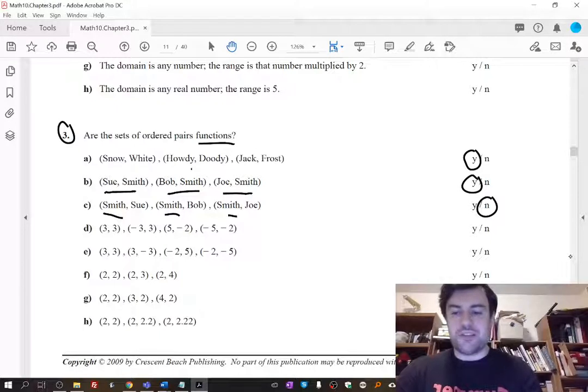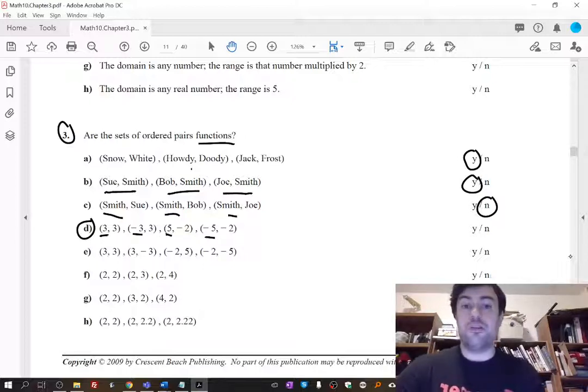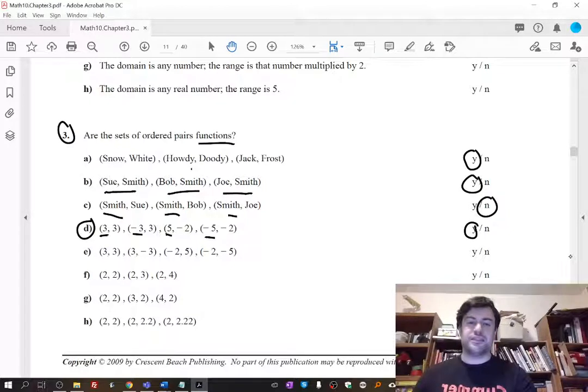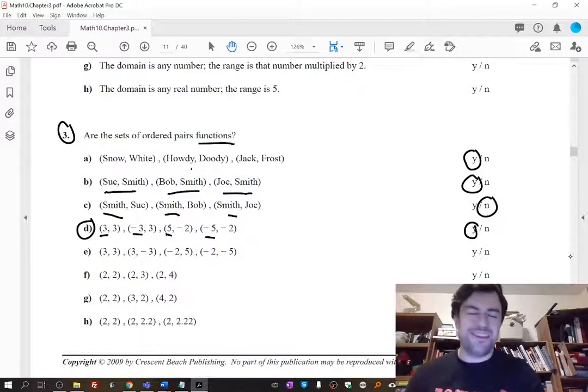When it gets to numbers, like question D, it's not trickier, but you do have to look fairly carefully. So here we see we have a 3, a -3, a 5, and a -5. Those are all unique x values, so that seems okay. So I would say yes, this is a function because there's no redundant x values. There's no sort of doubling up or tripling up of x values. So that works out nicely.